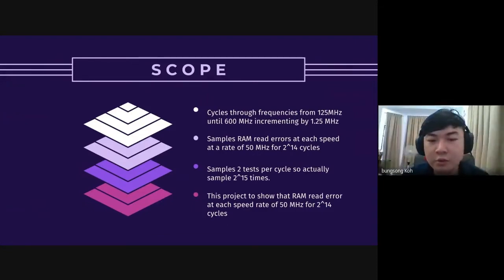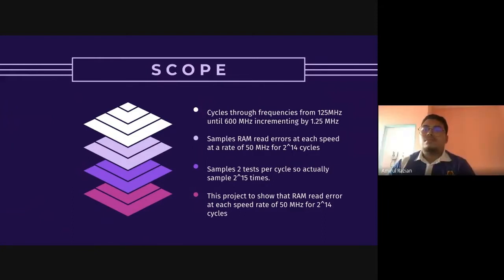The next part, our scope is to cycle through frequency from 150 MHz until 600 MHz, incrementing by 1.25 MHz. The sample RAM reads the errors at each speed at the rate of 15 MHz for 2^14 cycles. We sample 2 tests per cycle, so actually we sample 2^15 times. This project is to show the RAM read errors at each speed at the rate of 15 MHz for 2^14 cycles. Next.